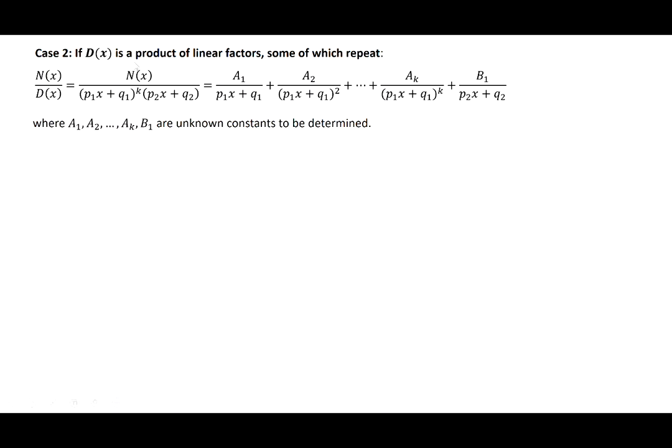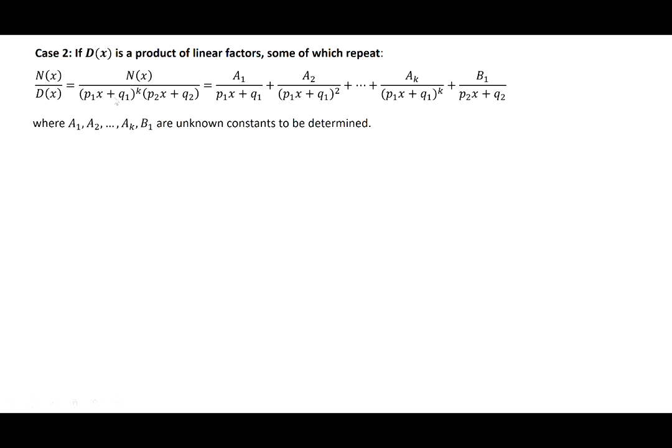Okay, I'm asking you to focus on this N of x over (p1x plus q1) to the k and the quantity p2x plus q2. So what's happening here? p1x plus q1 to the k. k is some kind of an integer, right? It's got to be an integer, 1, 2, 3, 4, rather a natural number.